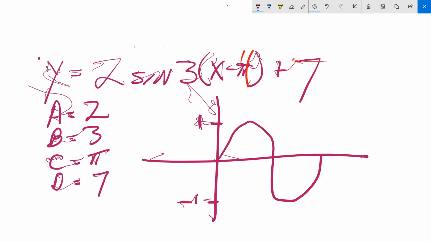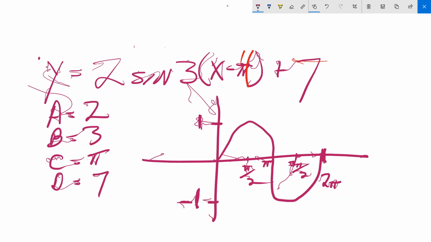And out here is 2 pi. Right there, that intersection is pi. That bottom point is 3 pi over 2. And that maximum point is pi over 2. Okay?